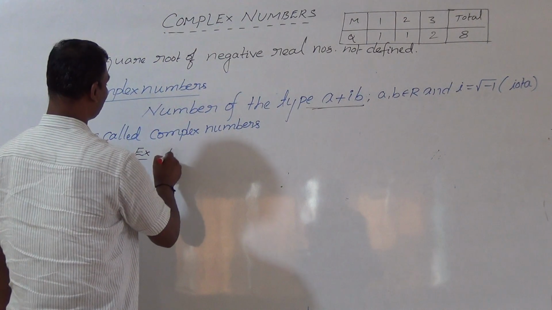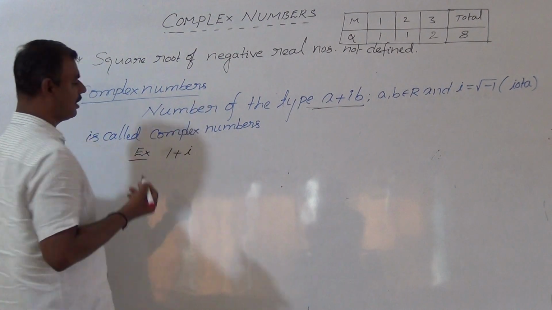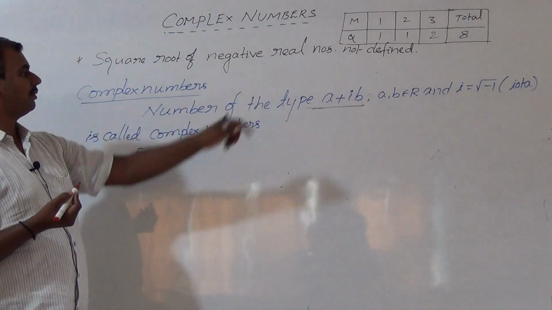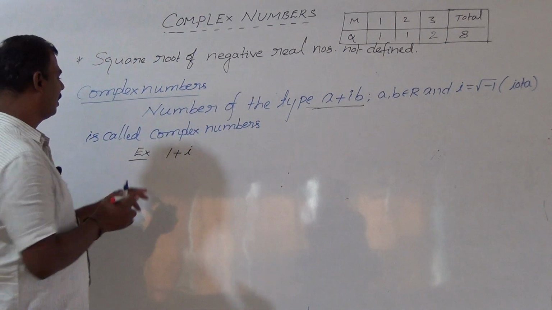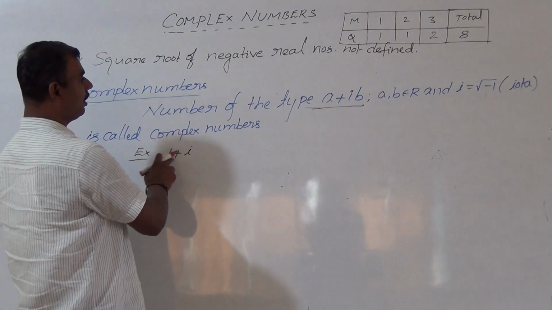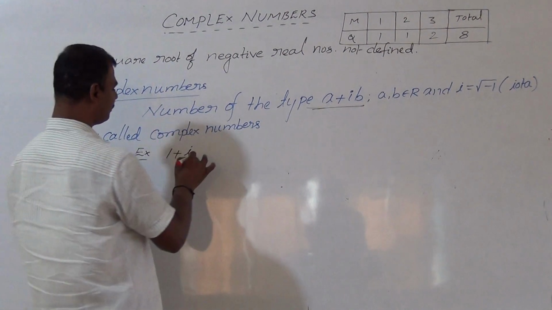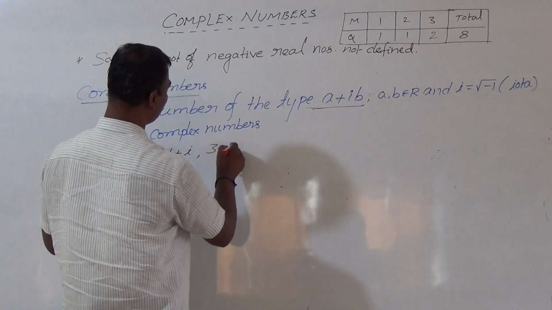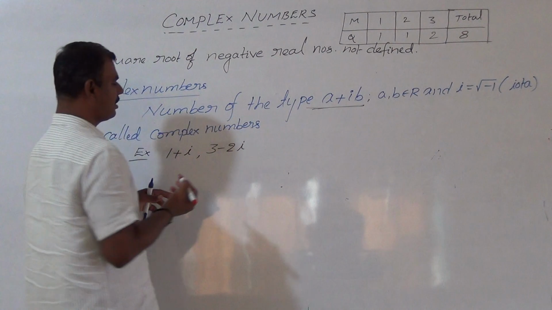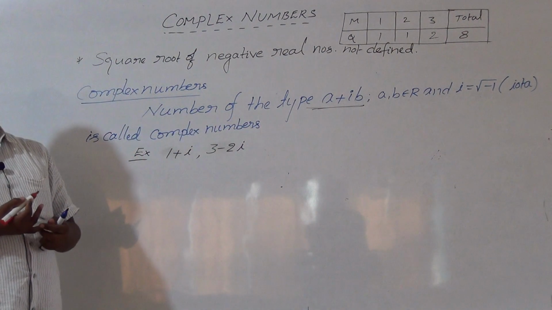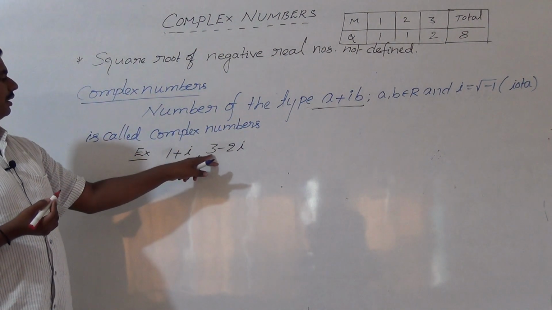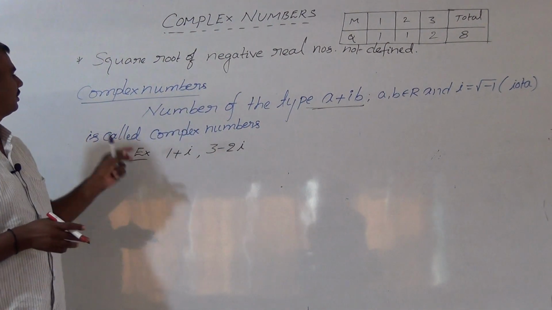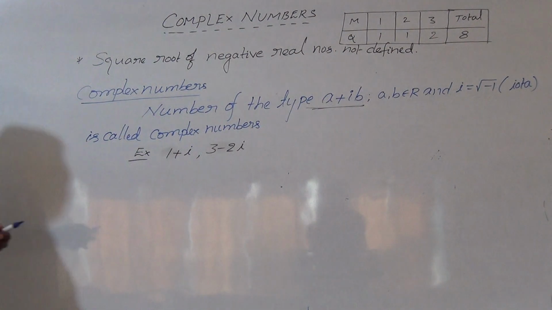1 plus iota is a complex number. Why? Because it is in the form of a plus iota b, and here 1 and 1 are real numbers. Similarly 3 minus 2 iota is also a complex number, where 3 and minus 2 are real numbers. So we can do many examples like this.